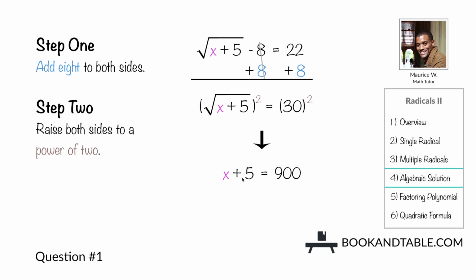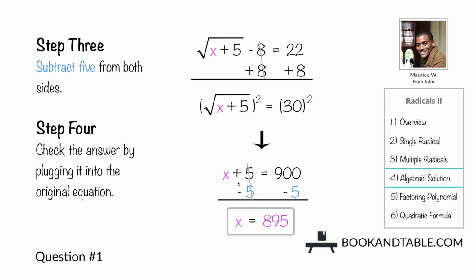Now that our radical sign is removed, we can solve for x algebraically by subtracting 5 from both sides. So that's step 3, leaving you with x on the left side and 900 minus 5, which is 895 on the right side. So the answer to question number 1 is x is equal to 895.